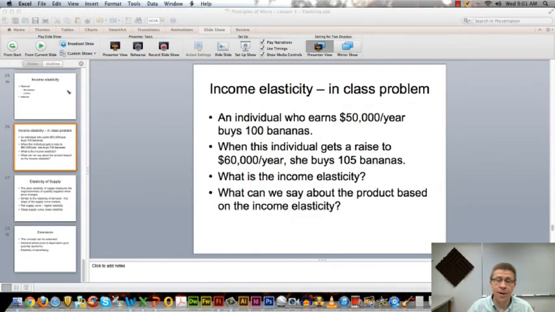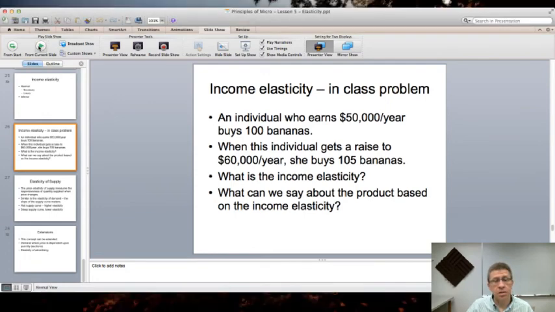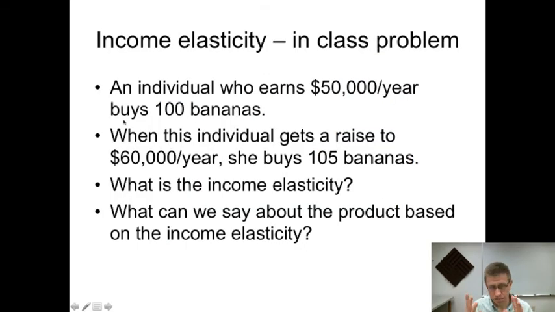What can we say about the product based on this income elasticity? Well, it's positive, right? That means it's a normal good. And if it's a normal good, then we have the two subcategories. One, it could be a luxury good or a necessary good. Well, because the income elasticity is between 0 and 1, it's a necessary good, right?